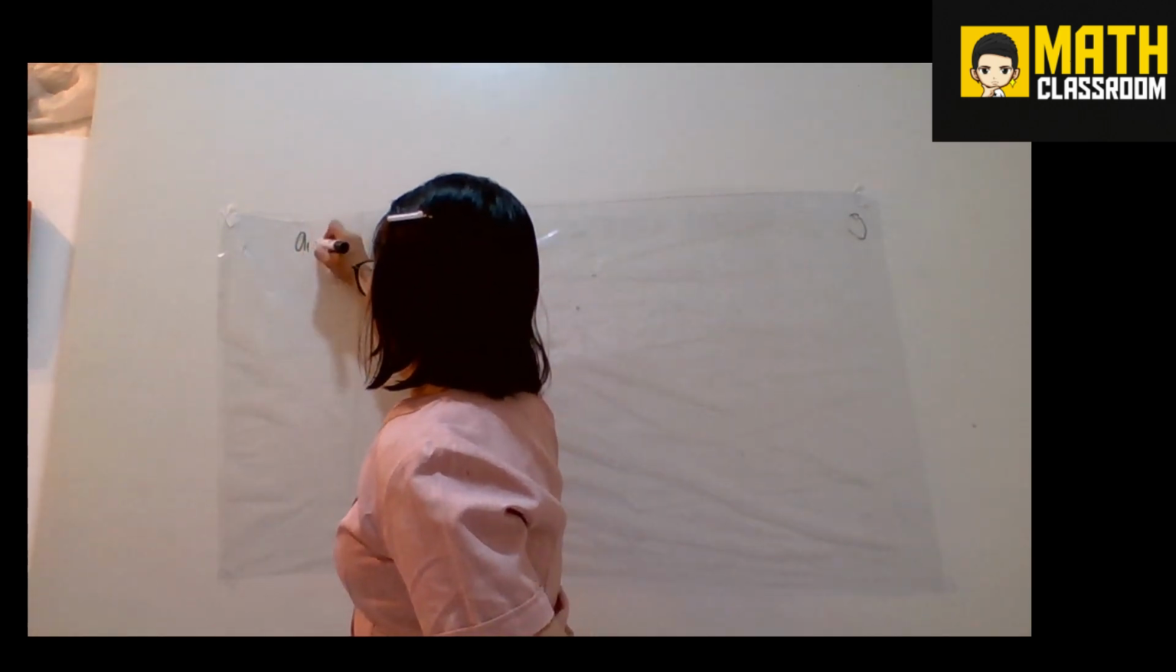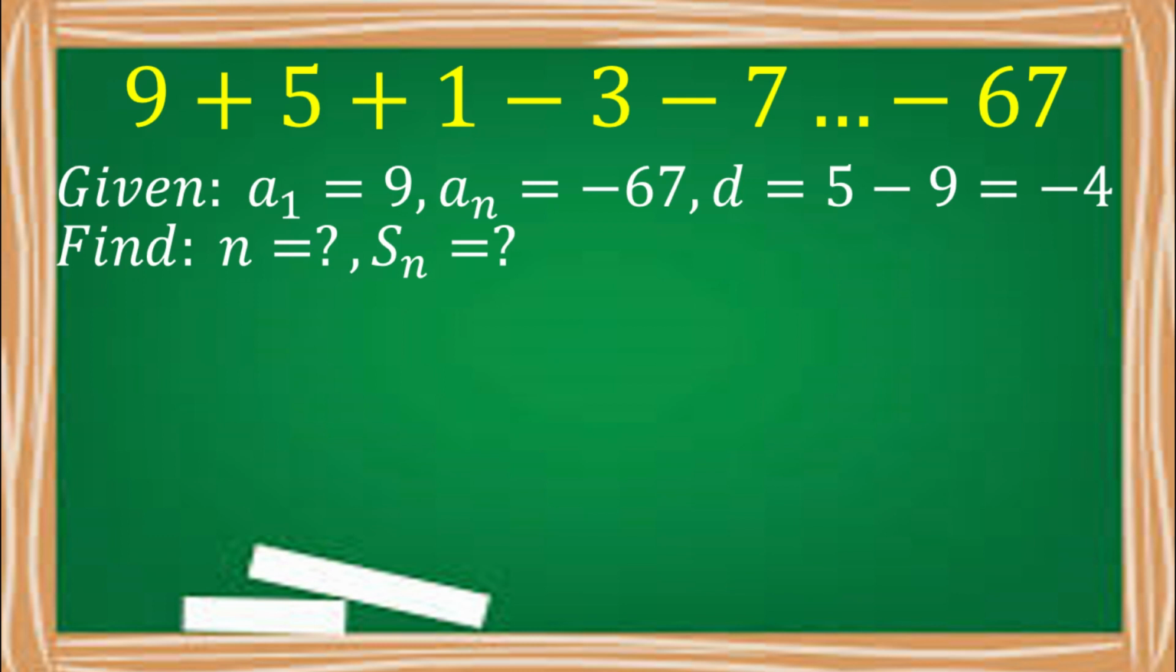We have a sub 1, which is 9. We have the a sub n, which is negative 67. We have our difference, 5 minus 9, which is equal to negative 4. And looking at it, we have n. And we're looking for the sum of these terms. Take note of these given values. May a sub 1 ka na, may last term ka na, may difference ka, and wala tayong number of terms.